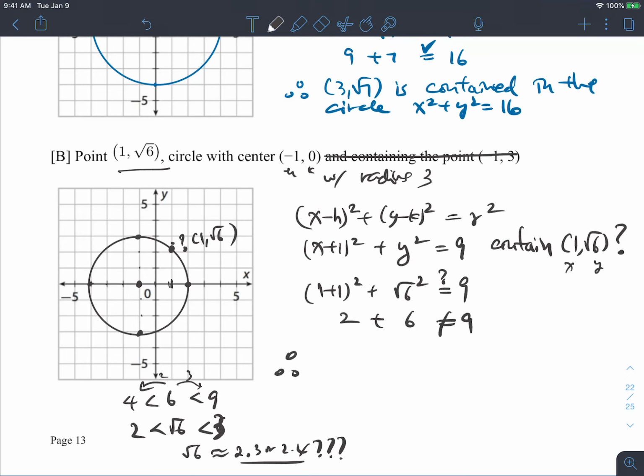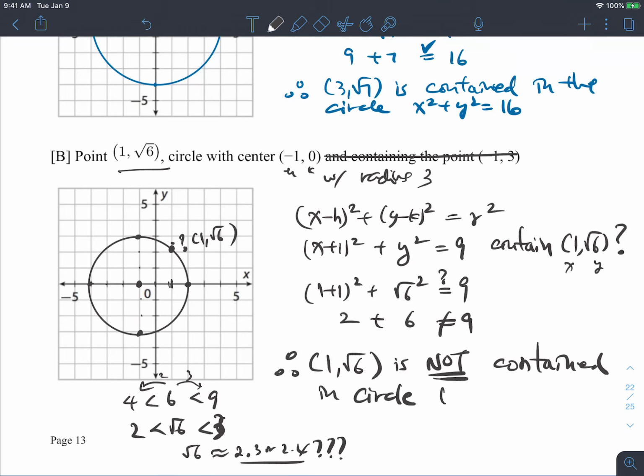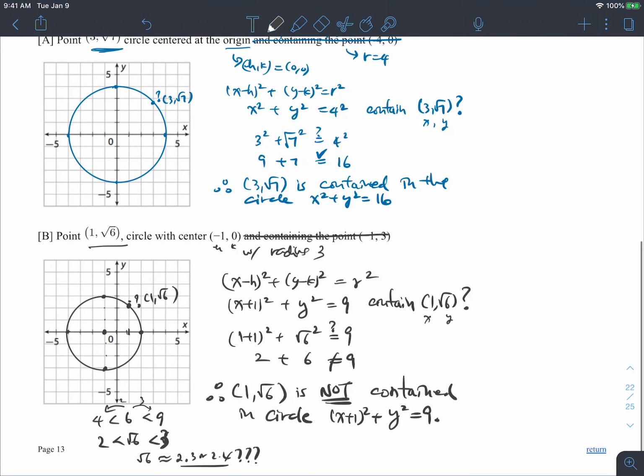Therefore, we could confidently proclaim that (1, √6) is not contained in the circle (x plus 1) squared plus y squared equal to 9. All right, guys? Yeah, that is it.